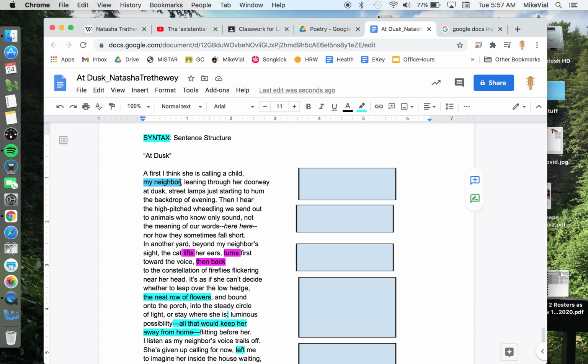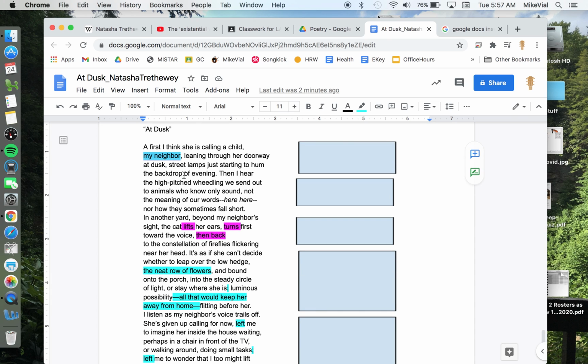This was a place of confusion for me because I didn't know who the neighbor was. I didn't know who was calling out of the doorway. When I read this, at first I think she is calling a child, my neighbor. I thought, is the child the neighbor? But I misread it. At first, I think she, my neighbor, is calling a child. That's the way the sentence could have also been said.